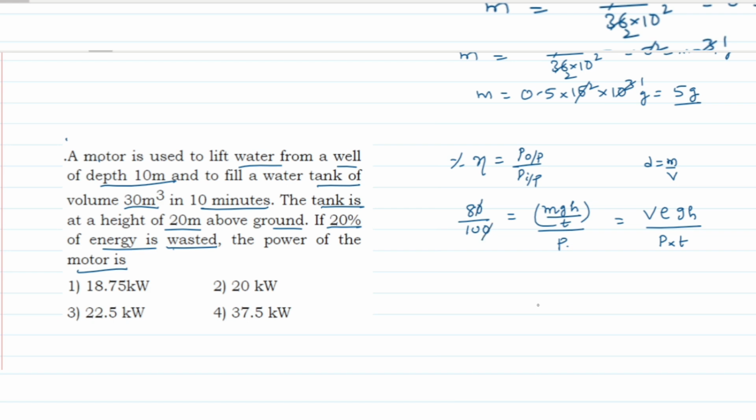Here this 10 gets cancelled. We get 0.8, and P will be equal to volume, given as 30 meter cube. You are lifting water, so density is 10 power 3 kg per meter cube, g is 9.8, and the height. The time is given as 10 minutes, so take 10 into 60 seconds, and this 0.8 you have to bring into the denominator.